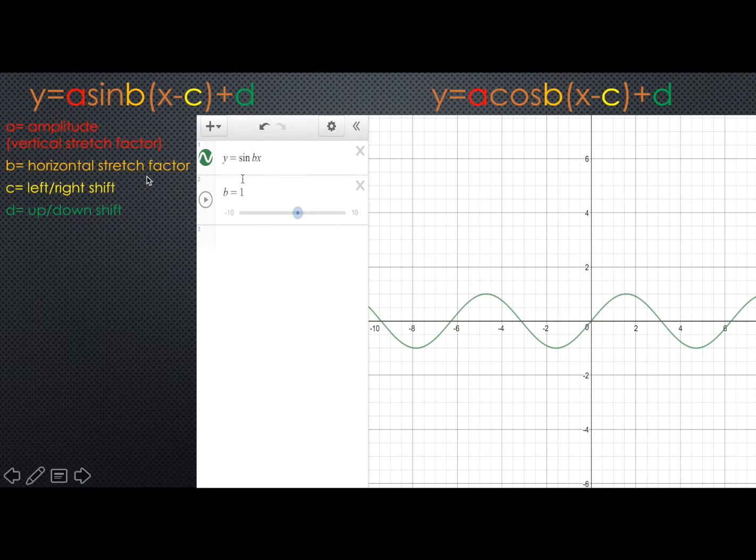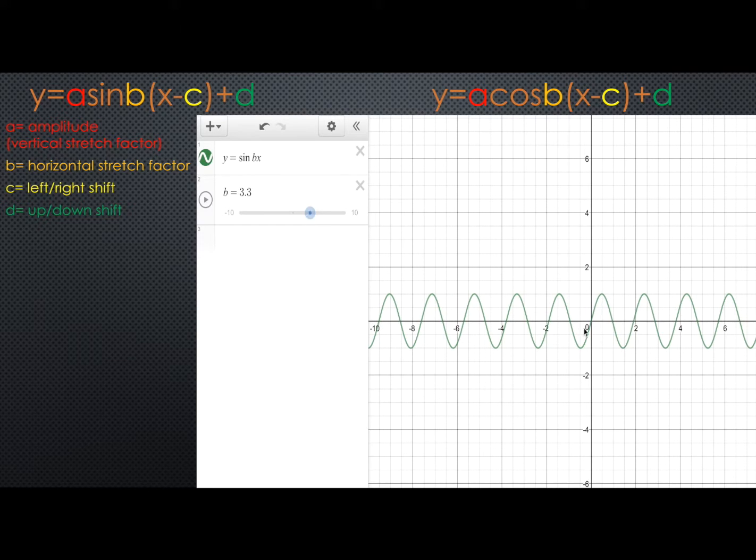Normally our b value is 1. As b increases, the graph gets shrunken down like an accordion. There's more ups and downs in a shorter amount of time. This means the graph is going faster. If we go the opposite way, our graph is going slower. Same thing happens when b becomes negative. This part right here goes below the x-axis.